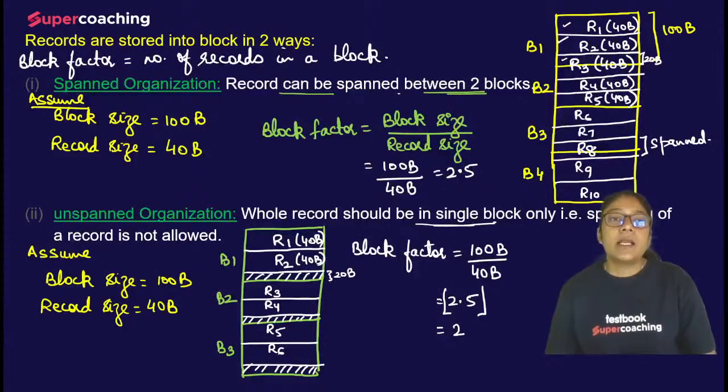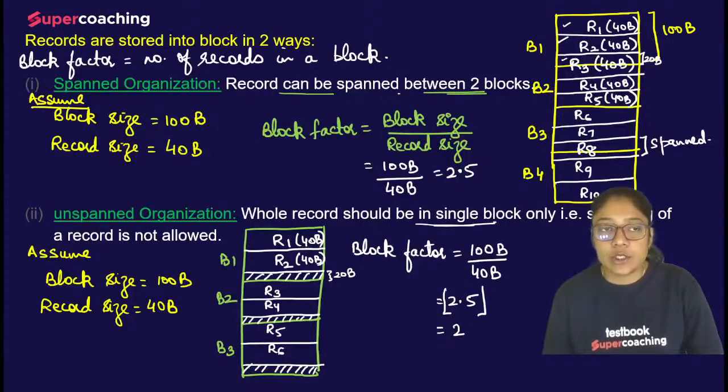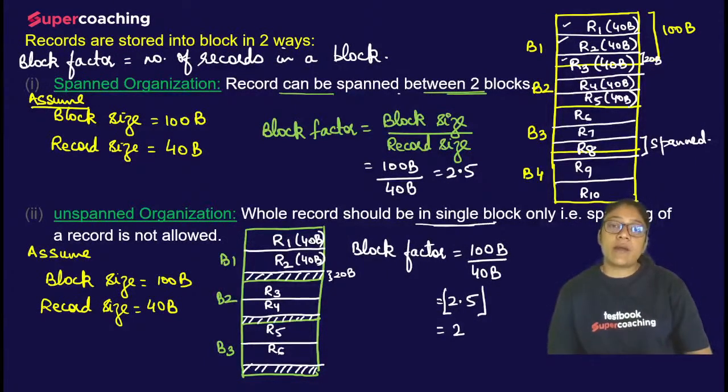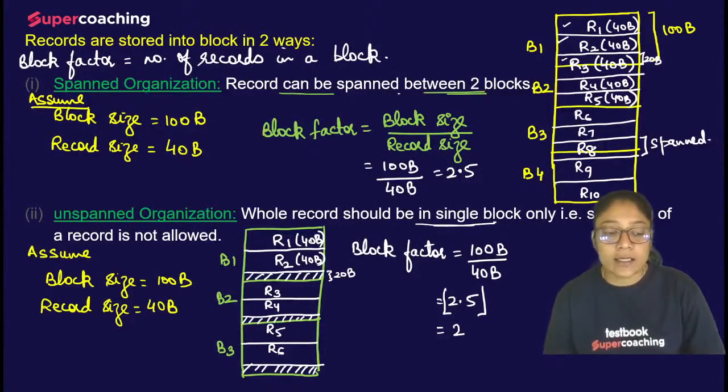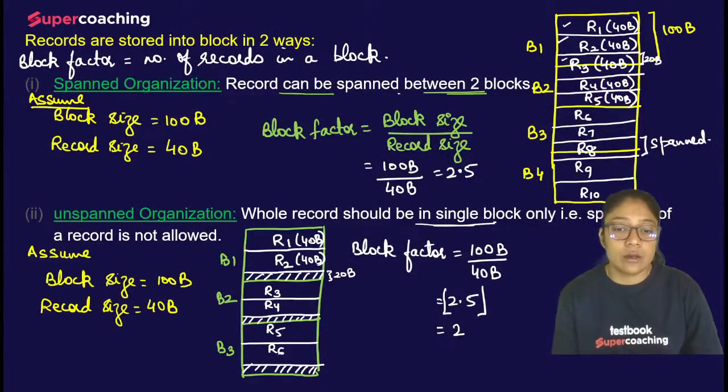Now, can somebody tell me, out of spanned organization and unspanned organization, which method, which approach is preferred over the other? When we store data, store records, will we be going for the spanned organization or the unspanned organization? What should we prefer? What do we need to prefer here?